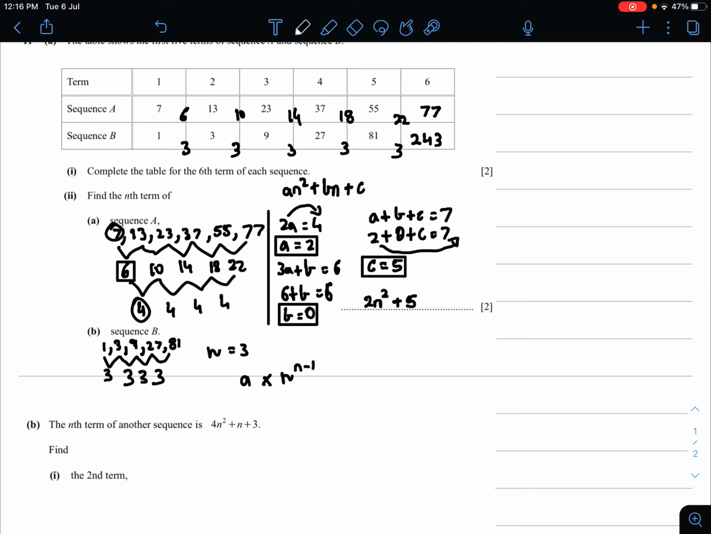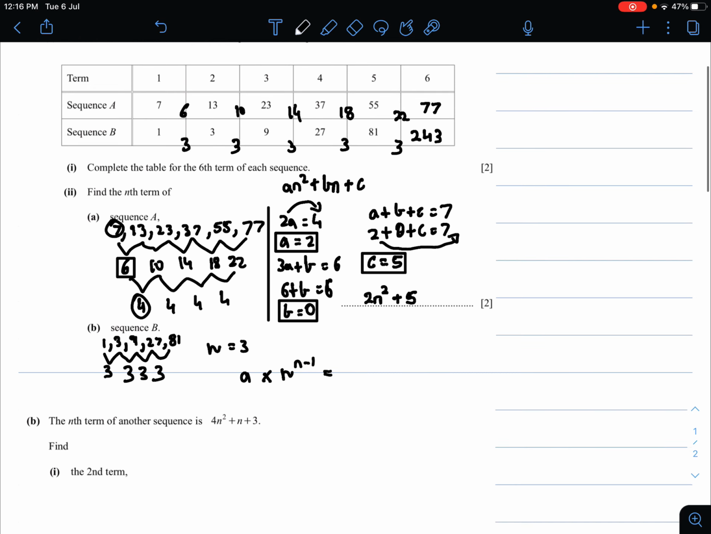So let's just go ahead and substitute the values. So we know A is 1 multiplied by R, which is 3 raised to n minus 1. Now 1 into any number will give you the same number, so we don't need to write the 1. So therefore your final answer will be 3 raised to n minus 1 for part A to B.